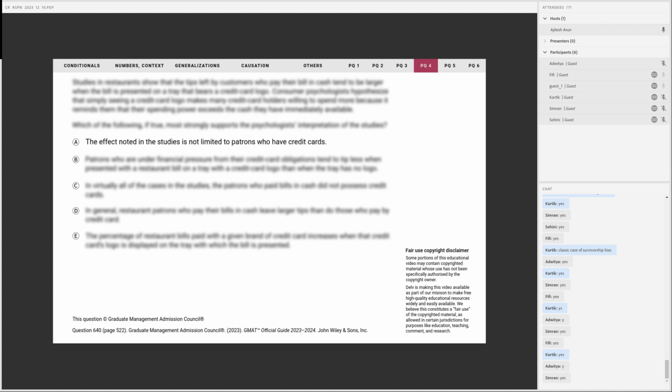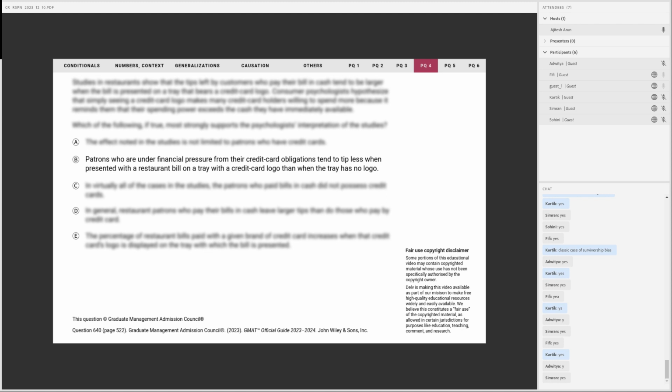Let me take a look at B. Patrons who are under financial pressure from their credit card obligations tend to tip less when presented with a restaurant bill on a tray with a CC logo than when the tray has no logo. This is the correct answer. Now, in a lot of cases, people think that this is the opposite of what I want. But actually, this is very, very important.